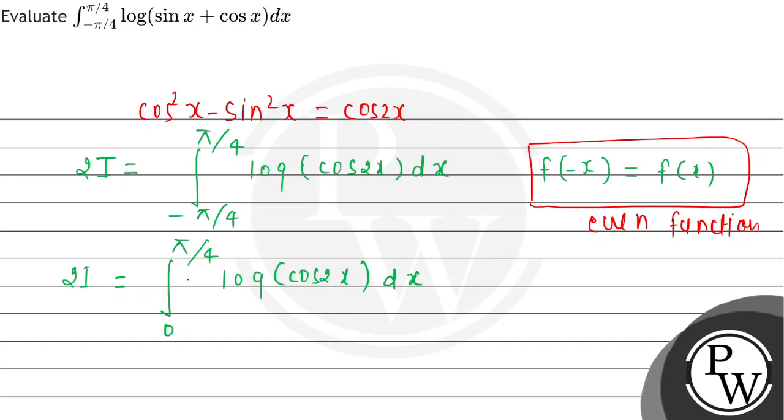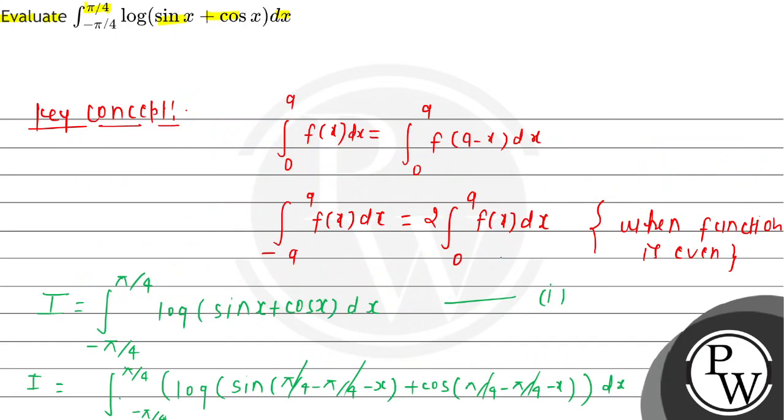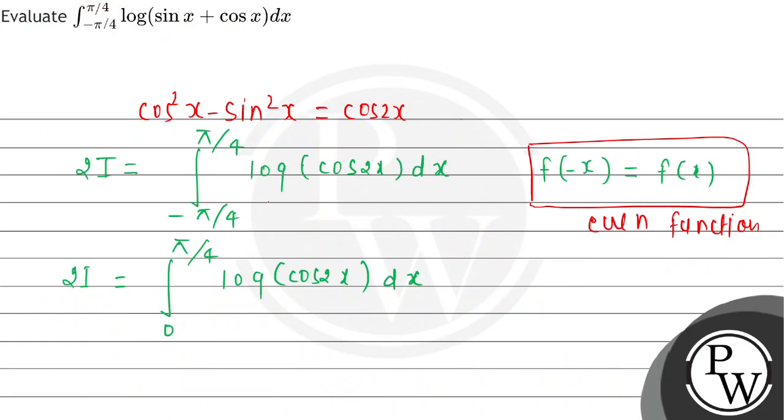So if it is even, we can use this formula: minus a to a interval is equal to 2 times 0 to a f of x dx when the function is even. So we have found this function as even, so we have applied this. Here we'll write the 2. Now we'll solve this further. So we'll have I is equal to integration from 0 to pi by 4 log of cos 2x dx. Here the 2 and 2 will be cancelled out.